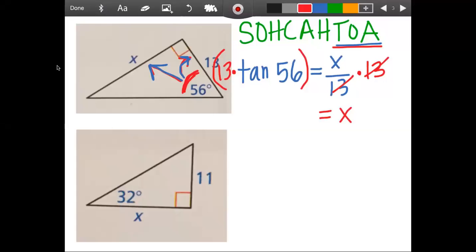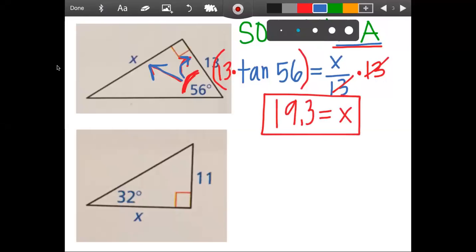Okay, so typically the answer says to round to the nearest tenth. So this one would be 19.3. And that would be that side length. And it does make sense that X would be a little bigger than 13 because it is the longer leg. All right, let's try one more.